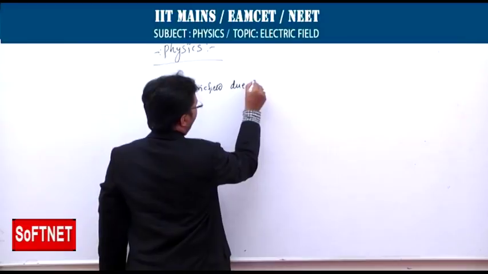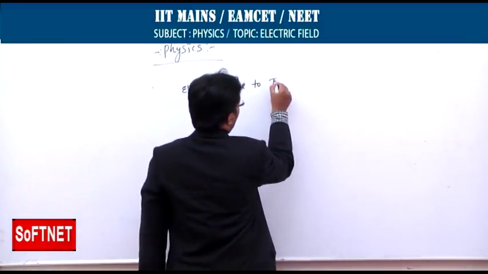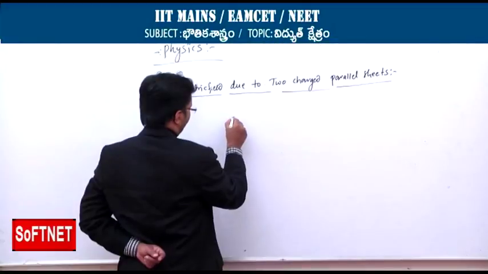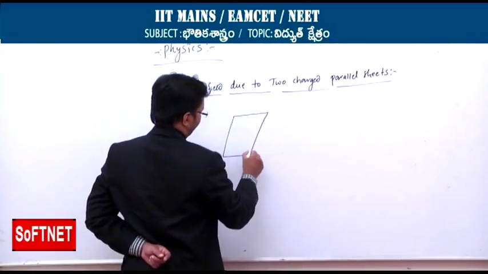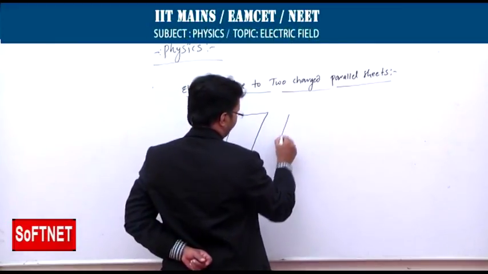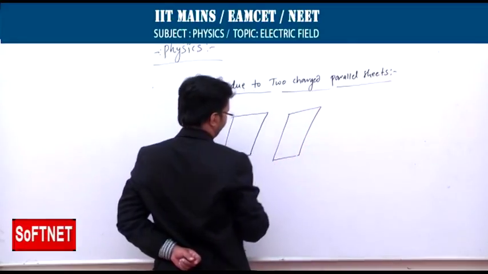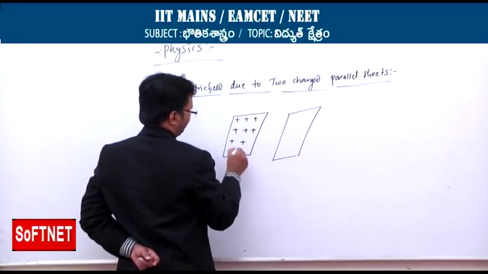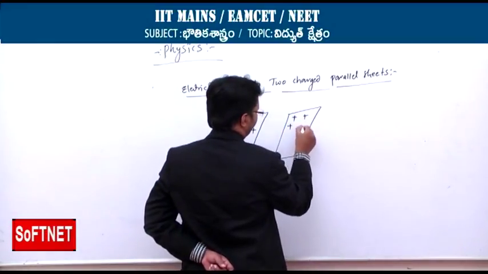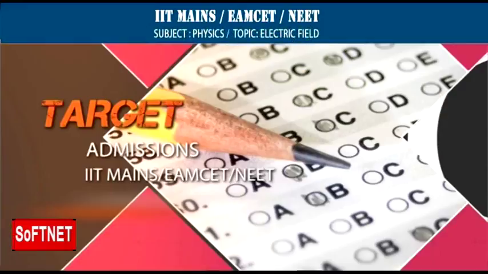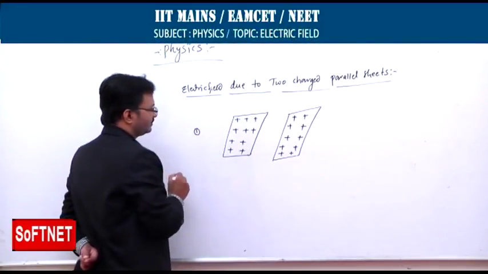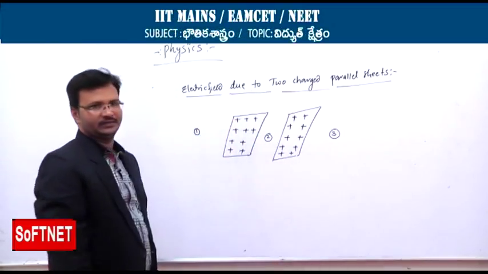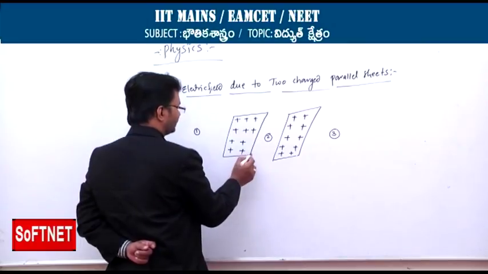Electric field due to two charged parallel sheets. Consider two parallel sheets. This is one parallel sheet and this is the other sheet. These two are parallel to each other, and charges are there on them. Now at these points we need to find out the electric field. These two are the parallel charged sheets.